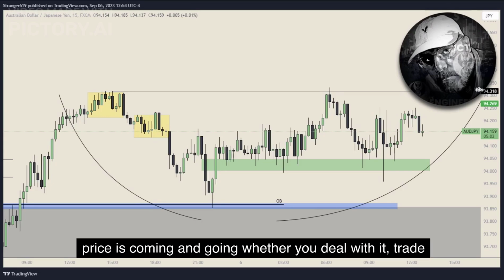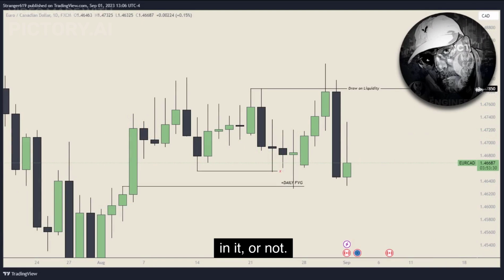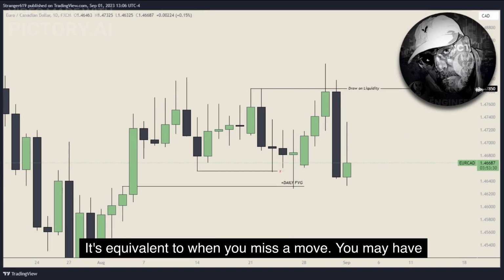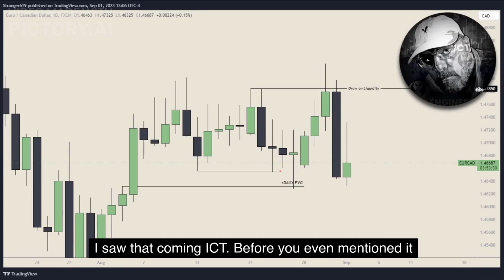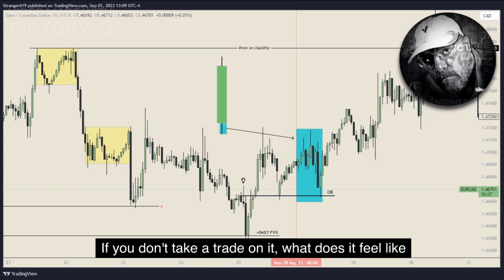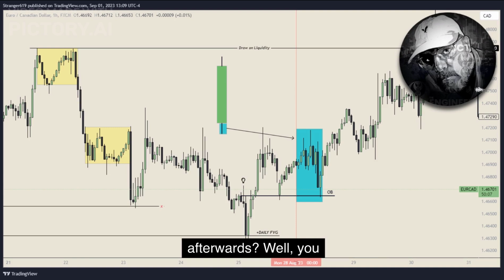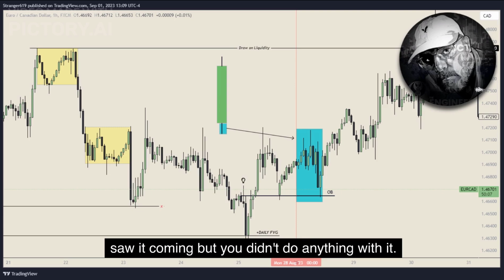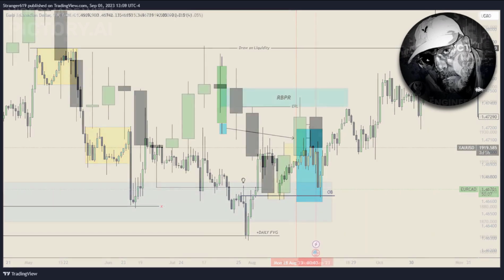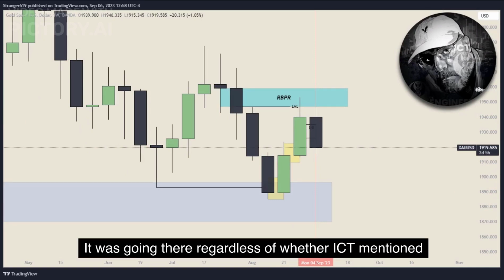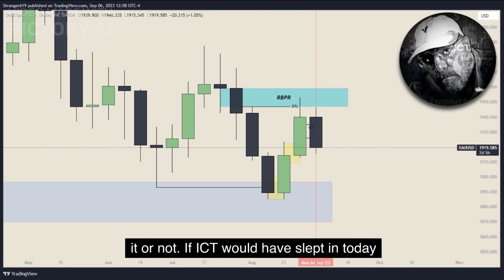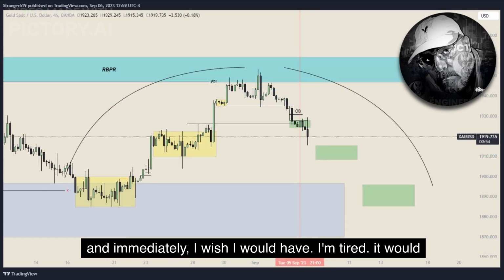Price is coming and going whether you deal in it, trade in it or not. It's equivalent to when you miss a move. You may have seen 41.80 is going to happen. 41.93, I saw that coming, ICT. Before you even mentioned it early this morning, I knew it was coming. That's great. It's wonderful. If you don't take a trade on it, what's it feel like afterwards? Well, I saw it coming, but you didn't do anything with it. That price was going there regardless, whether ICT mentioned it or not. If ICT would have slept in today, and admittedly, I wish it would have, I'm tired, it would have delivered that.